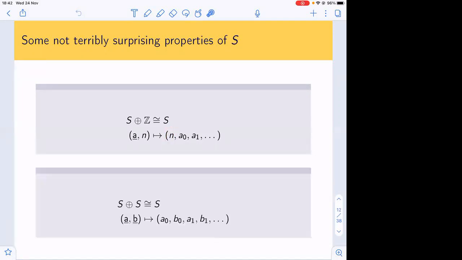Okay, here's another property that S has. If we take the direct sum of S with itself, that's also isomorphic to S. And again, this is easy to see.